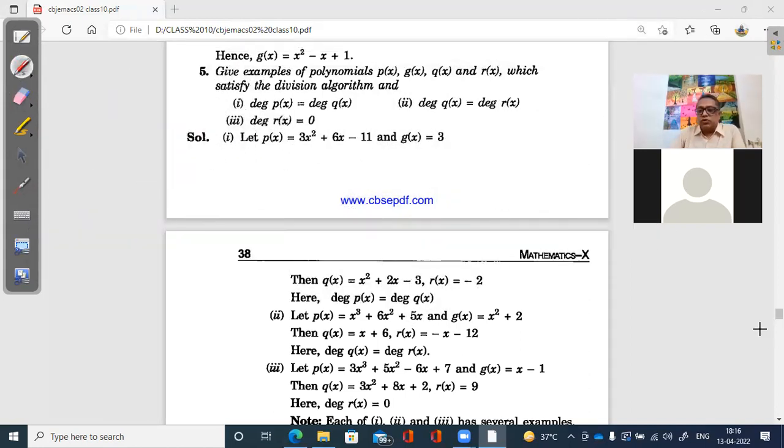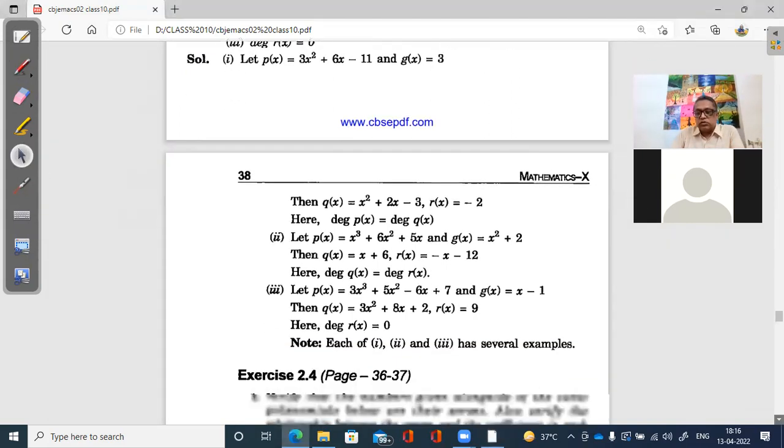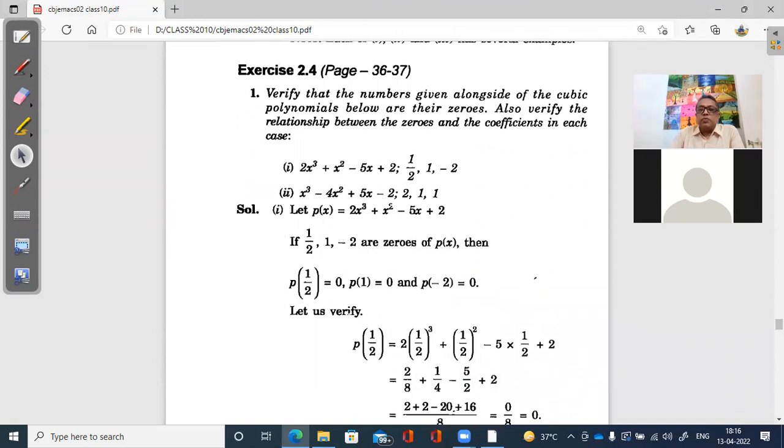Okay, so now we go to the advanced question, that is of cubic polynomials. This is exercise 2.4. So all those who are doing standard maths, I think most of you may be opting for standard maths, you have to do this 2.4.